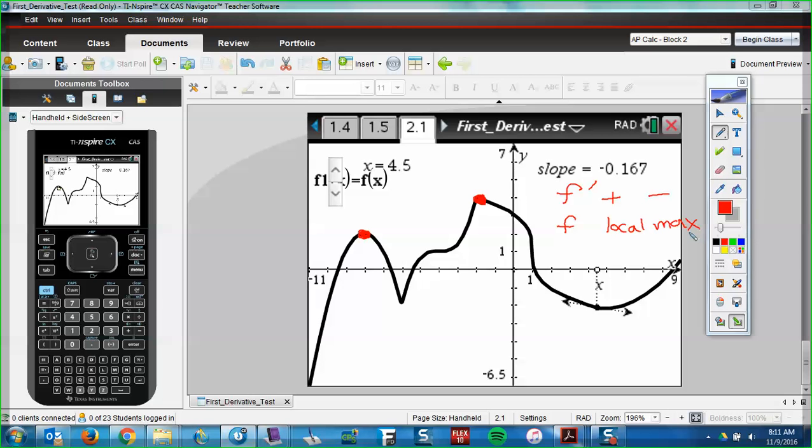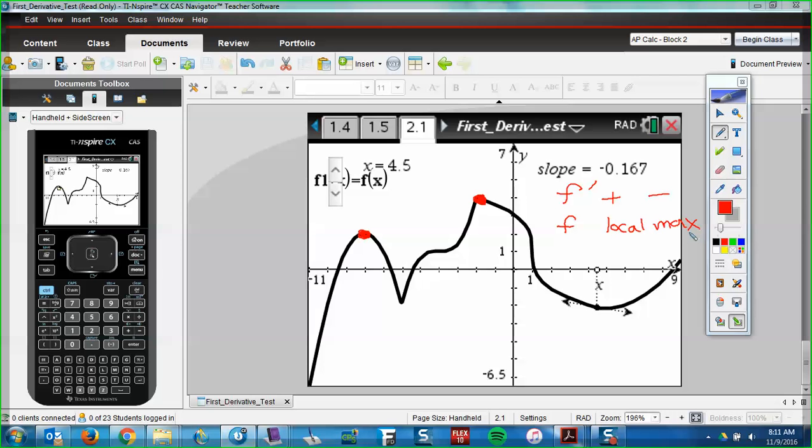F prime has to have a sign change. That's the first derivative test. Now, when's that going to happen? It's going to happen when the slope is either 0 or undefined, right? When the slope is either 0 or undefined, it's got to switch, right? If you're counting and you're going to go from the positive to the negative, you're counting backwards, aren't you going to have to go through 0, right?